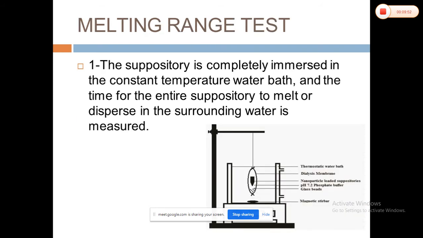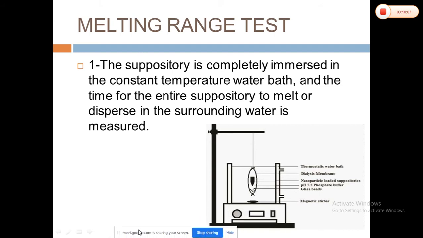Then the second one is the melting rate test, an important test that we have to carry out, because as we know a suppository has to melt at our body temperature. The process is simple. Here we can observe the diagram of the apparatus used for this purpose. This is the thermostatic water bath. In dialysis membranes, we have placed our suppositories, and the solution provided is a 7.5 pH buffer. Glass beads are there, and here is the magnetic stirrer for continuous stirring.